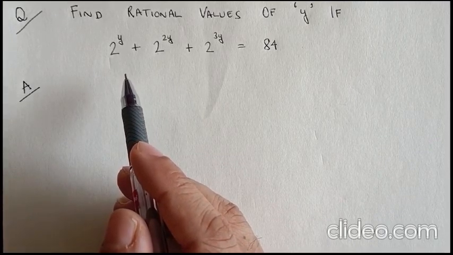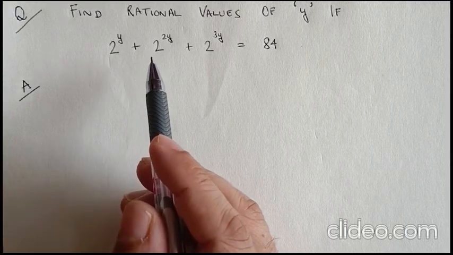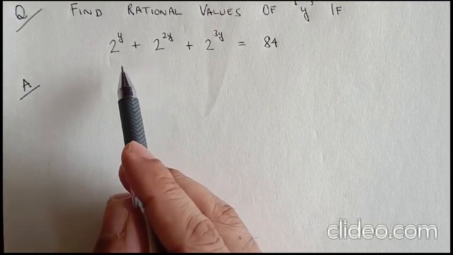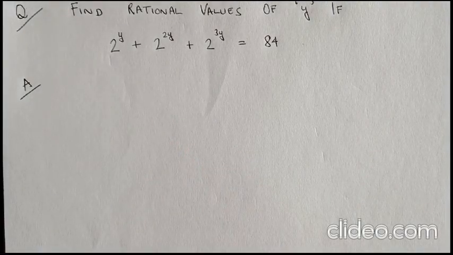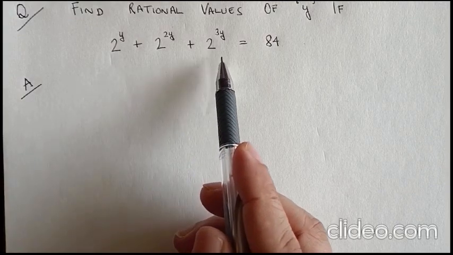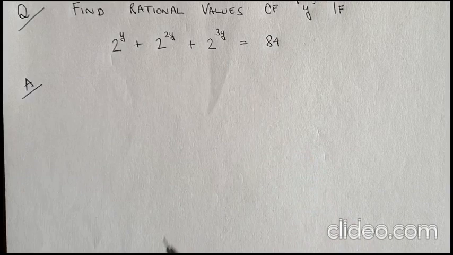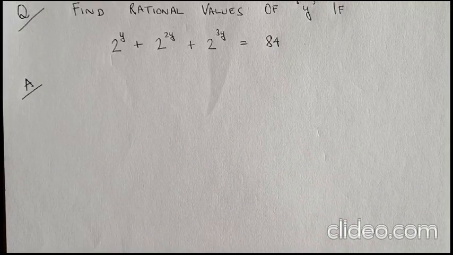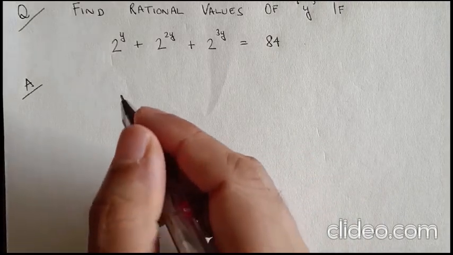So our first question for today is: find rational values of y if 2^y + 2^(2y) + 2^(3y) = 84. Sounds complicated? Well, that's when Awesome Maths comes in.